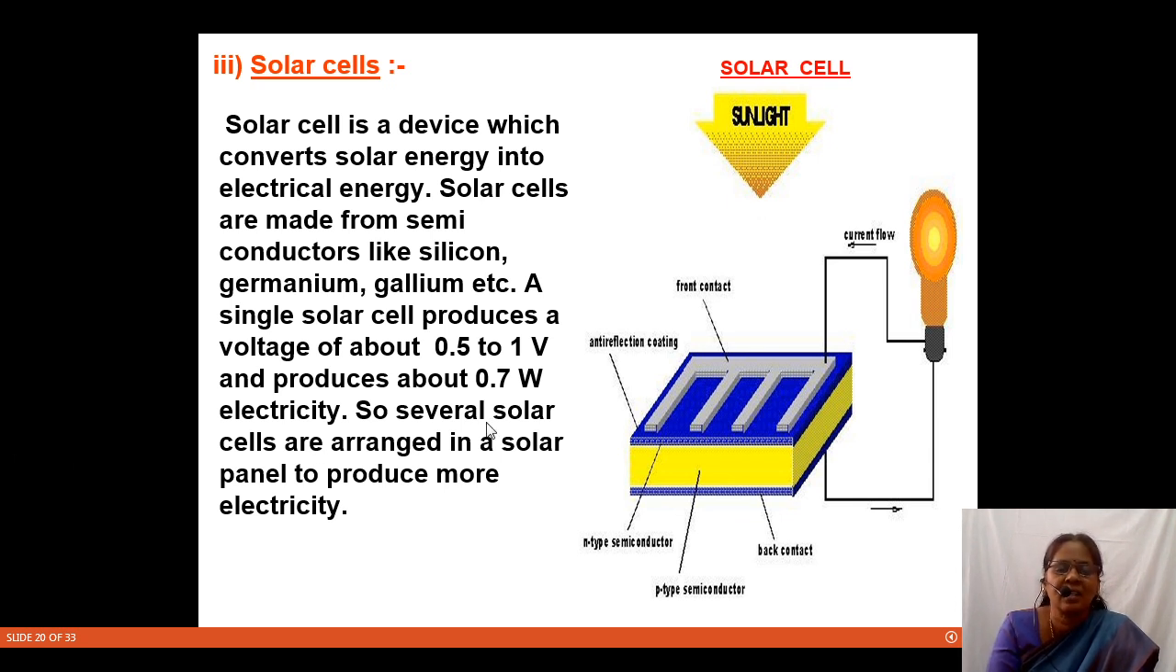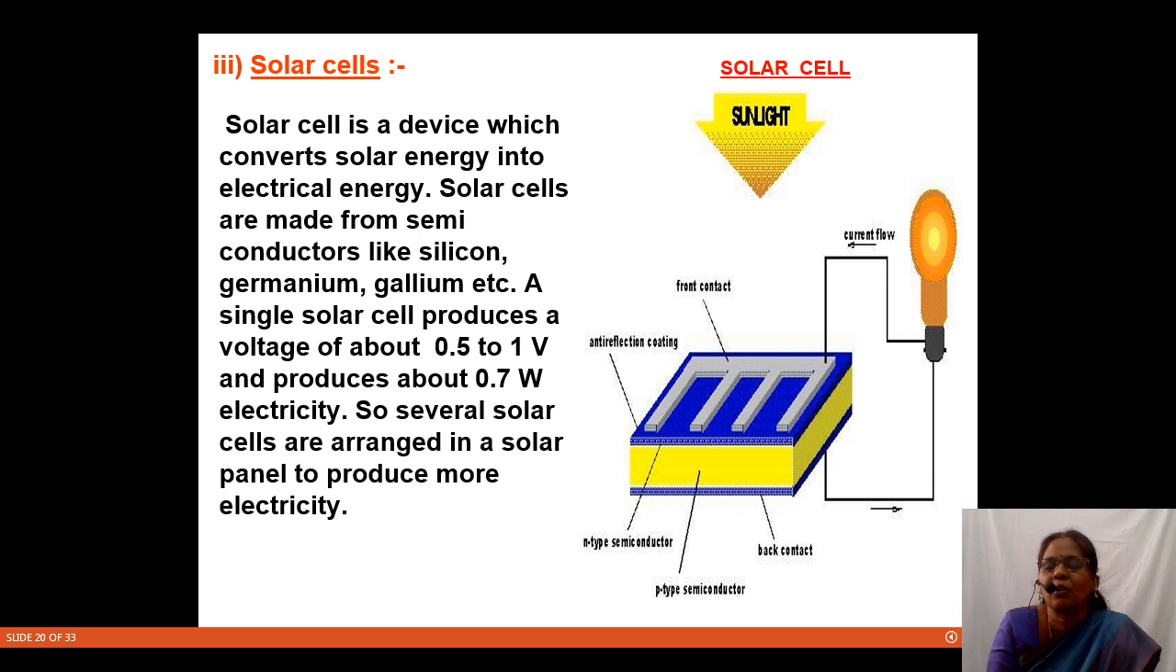So we arrange a grouping of several solar cells to make one solar panel to produce more electricity. The solar cell is a very important device for us to convert solar energy into electrical energy. A single solar cell produces very little electricity, so a cluster of solar cells is made into a solar panel. Here is one example: one solar cell connected with one bulb. After conversion of heat to electricity, the bulb gives illumination.